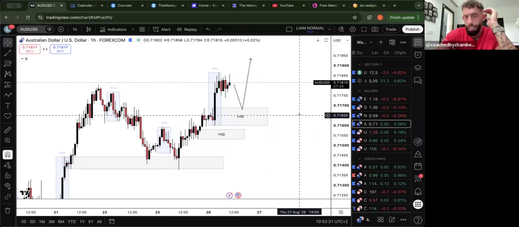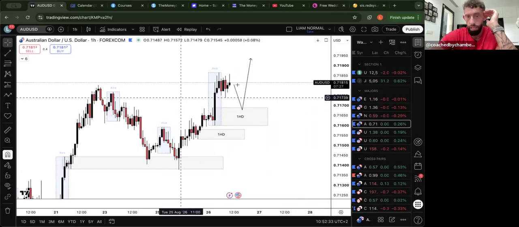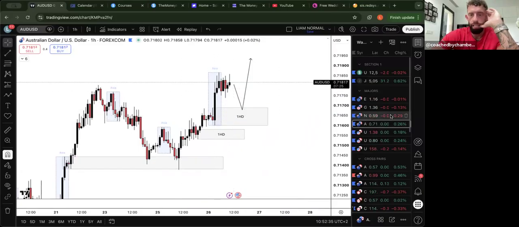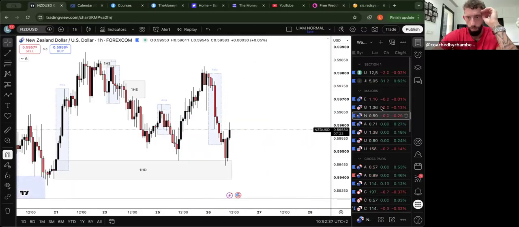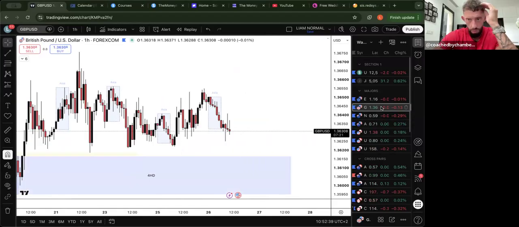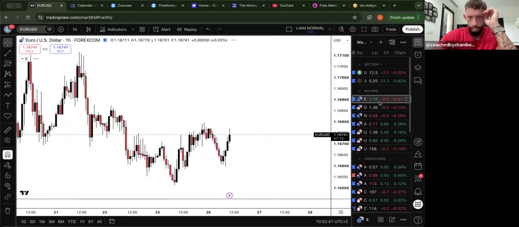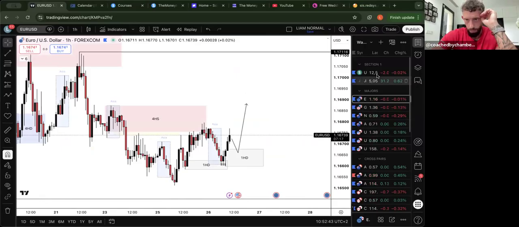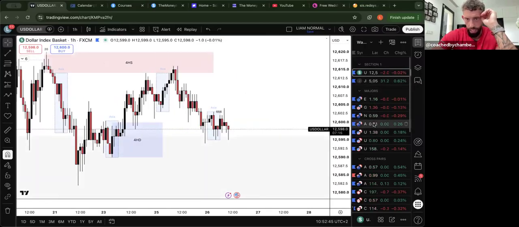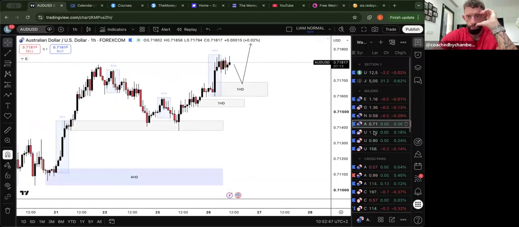It's a lot cleaner, in my opinion, for the 1 hour, should I say, than it is with other pairs at this moment in time, like your GUs. Pardon me. So yeah, definitely keep an eye out on that with AUD USD.